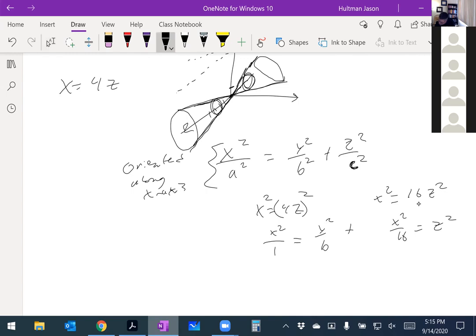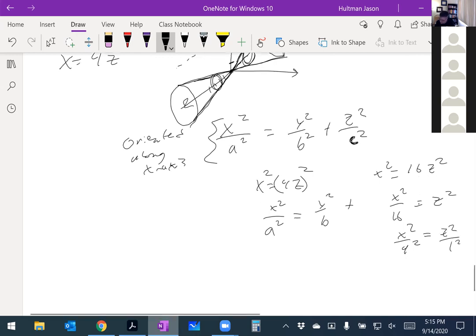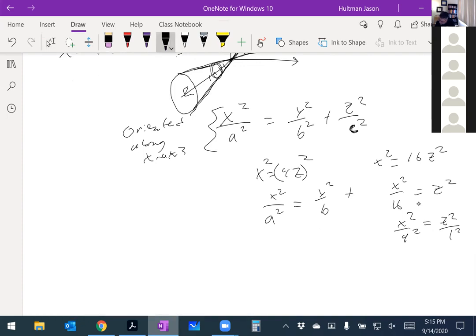So in this case, what's a? What's a squared? What's the number below the x squared? Well, this would be like 4 squared. Right, so x squared over 4 squared is equal to z squared over 1 squared. Okay, so that's what a and c are, right?